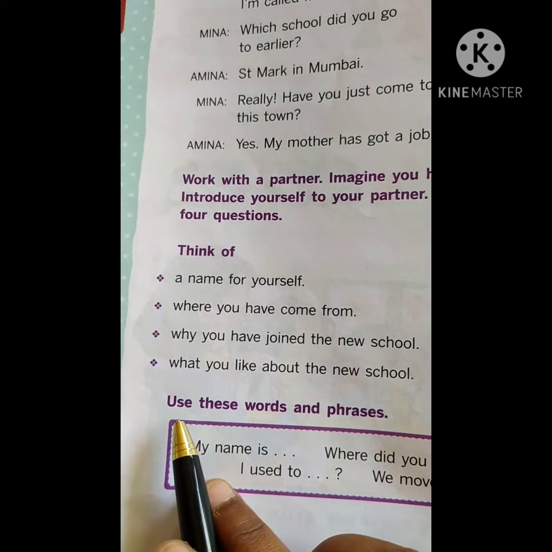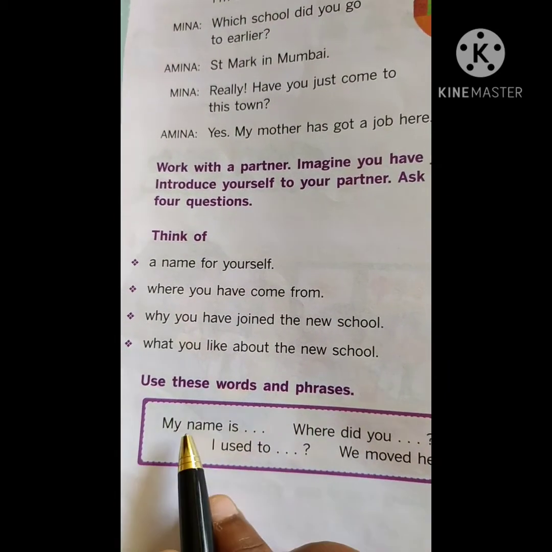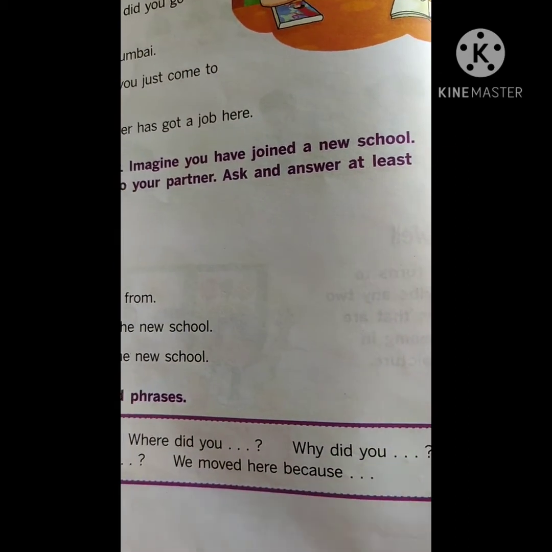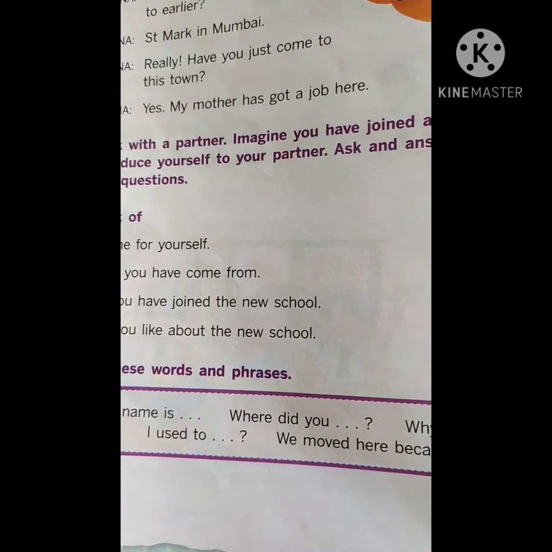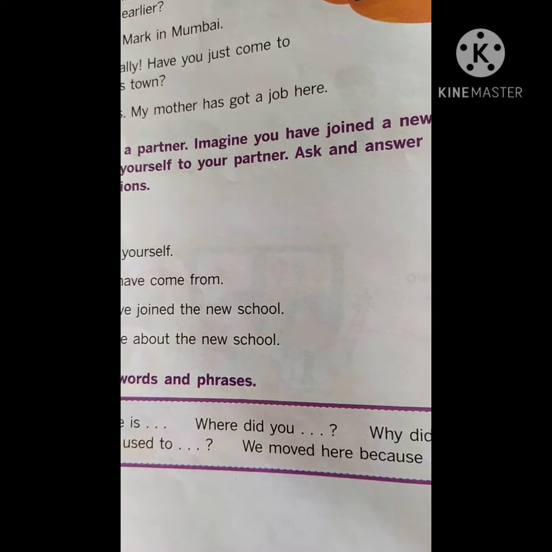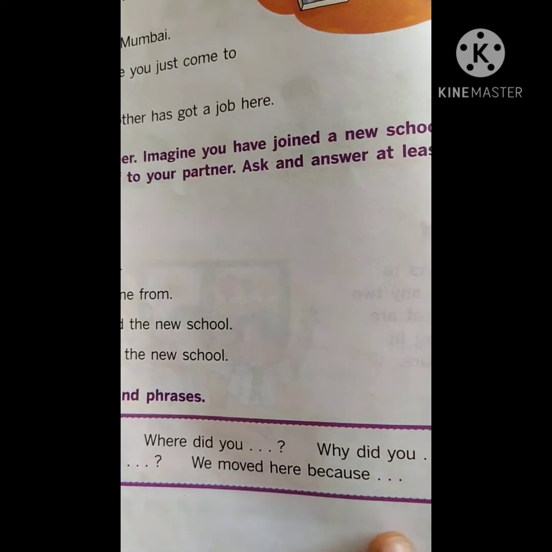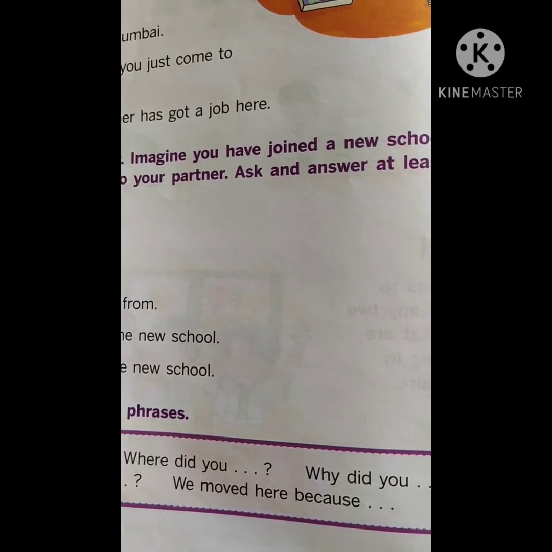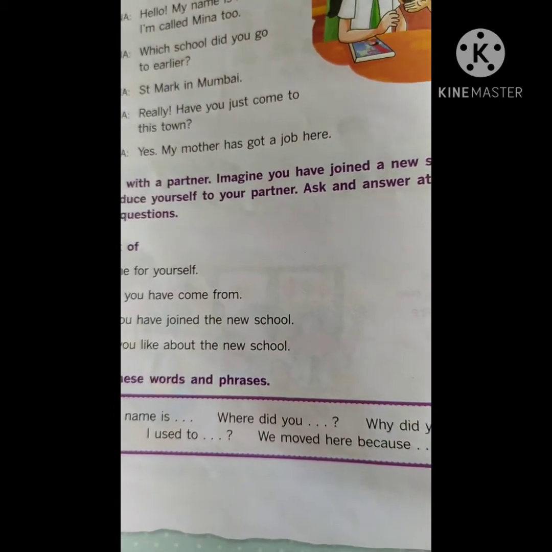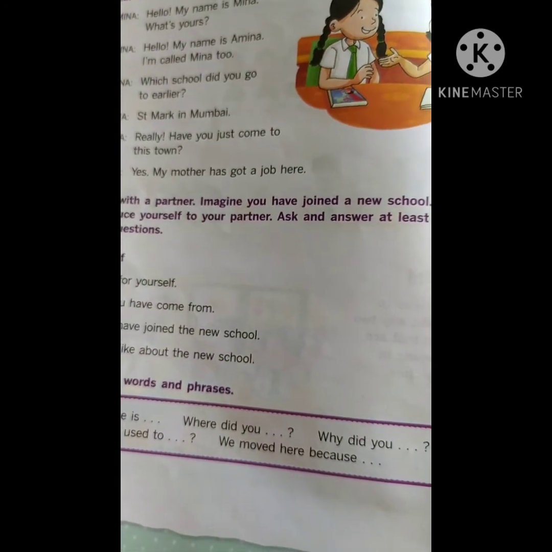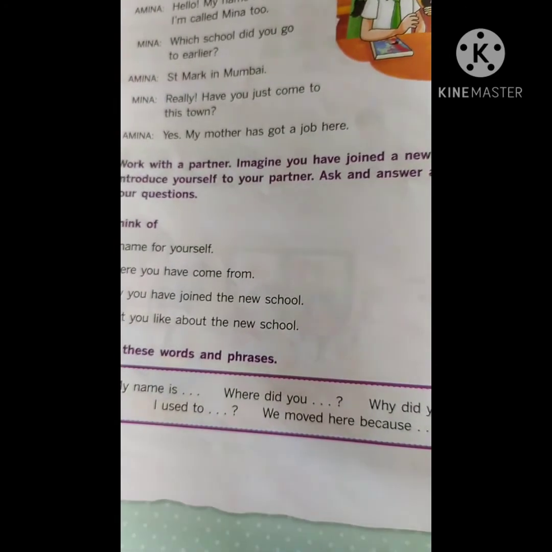Okay. Use these words and phrases. Hey, my name is... Where did you... Why did you come here? Okay. I used to study at the other school. Okay. We moved here because my dad has been transferred. So please, children, do this, complete your work. After this we will do the worksheet, children. Complete this, try to converse with your partner.